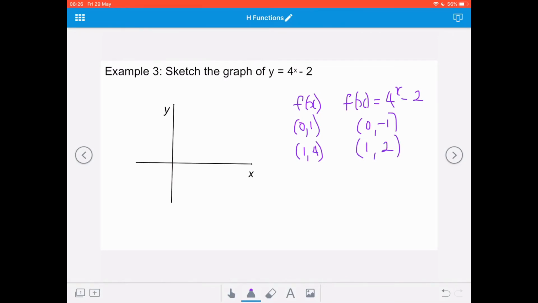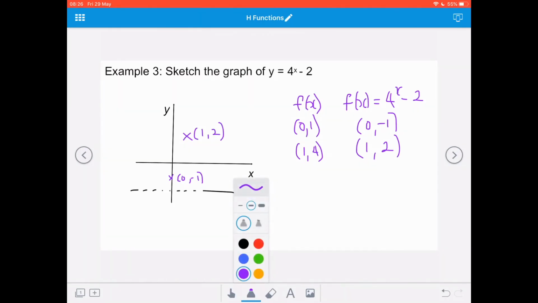And where my asymptote on a 4 to the x curve would be the x-axis, my asymptote is going to be at negative 2 for this particular curve. So if I just plot that asymptote in, it will help me draw my curve. And then I'm going to plot on the points that I want to go through. So I know that I want to go through 0, negative 1, and I'm going to write that on. And I know that my graph's going to go through 1, 2.